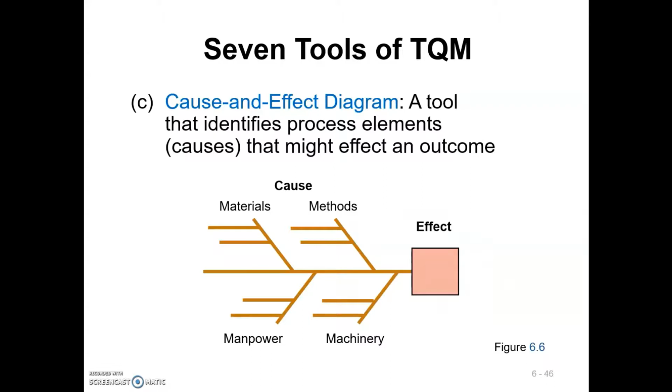And then we have cause and effect diagram. This is also called Ishikawa or the fishbone diagram, a tool that identifies process elements or causes that might affect an outcome.